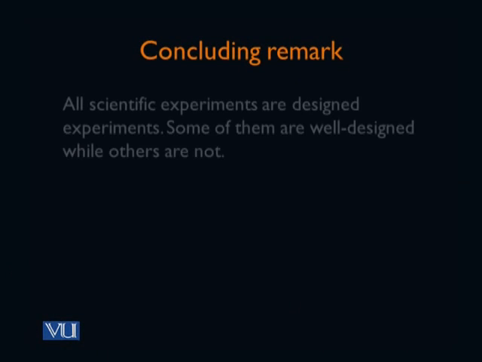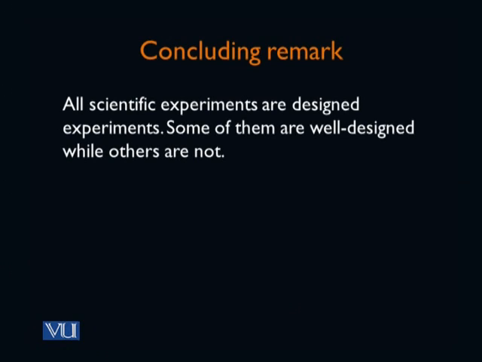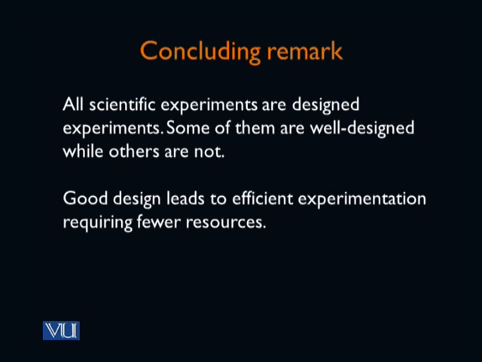Let me now wrap up this lecture by giving you my concluding thoughts. The first thing I want to say is that all scientific experiments are designed experiments. There is no getting around this fact. But some of them are poorly designed. What we want to do is, we want to do good experimental design, because we do not want to do a lot of unnecessary experiments, because if we can have the same information in fewer runs, we should use that design. So the designs that we're going to study next are important tools in this regard.